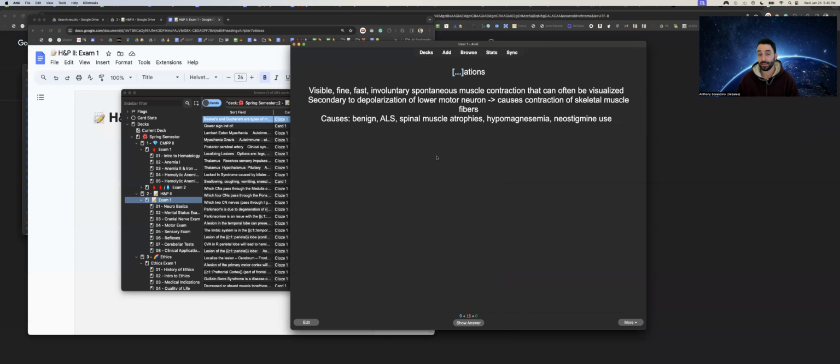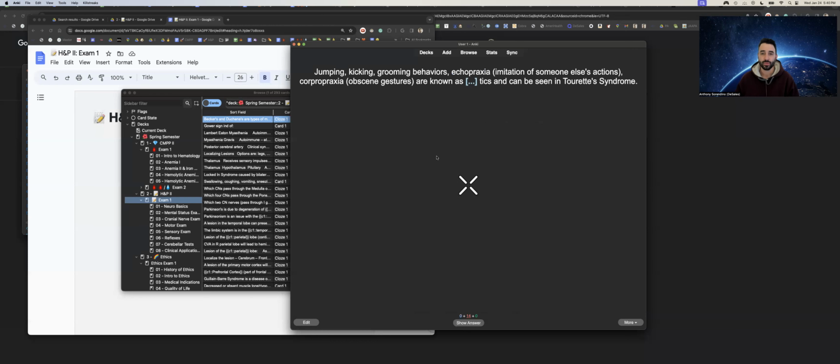Fasciculations. So I completed that without even reading the card. Visible, fine, fast, involuntary, spontaneous muscle contraction. I think it's like when your tongue, like literally the sides are waving. Contraction of skeletal muscle fibers, benign. It could be ALS, hypomagnesemia. Jumping, kicking, grooming, echopraxia are known as blank tics and can be seen in Tourette syndrome. Oh, complex tics.